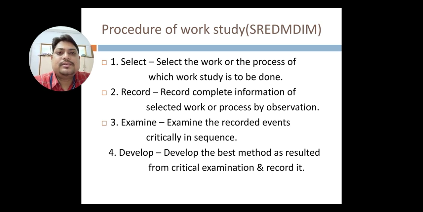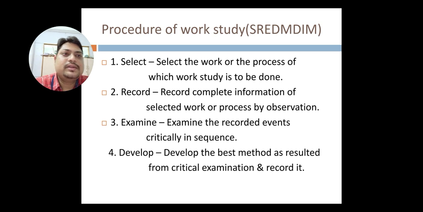For that, students, you need to remember this short form, that is SREDMDIM. Now one by one we will take the letters and we will learn about them. First letter S. S is for select. Select means you need to select the work or process on which the work study needs to be done. Then second letter is R. R for record. Record the complete information of the selected work or process by observation.